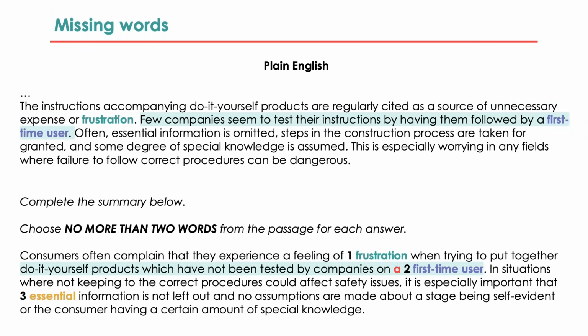Number 2, actually, these 2 sentences in the text and in the summary are pretty similar. The paraphrasing is very light, and the answer is first-time user. Please note that the article a is not part of the answer. It's already included in the summary. And question number 3. Essential information is omitted or left out, which are synonyms.